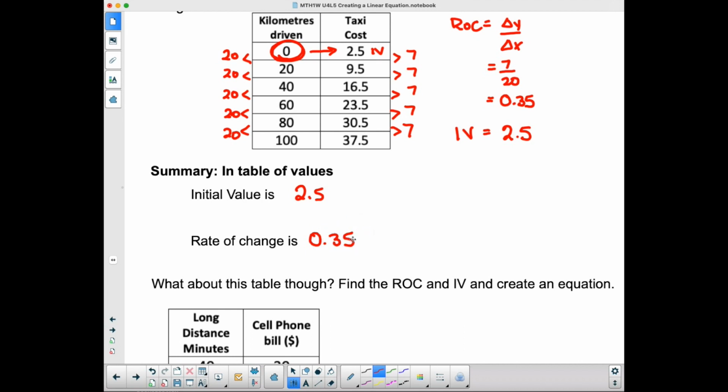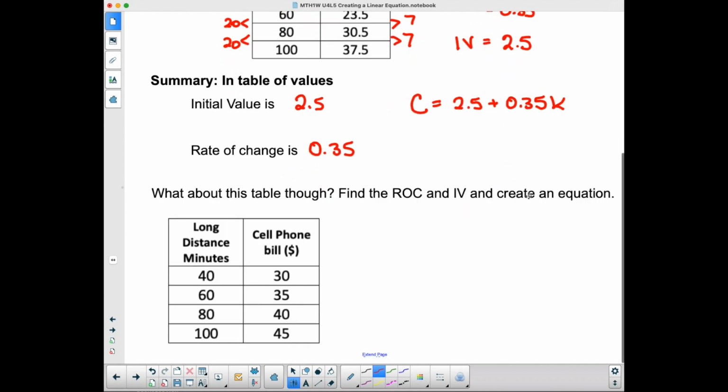Now, we can create an equation from this then, because if this is our initial value and our rate of change, then we can say that the cost, which is what our y value was, this is cost, and this is kilometers driven, so let's let it be K for kilometers. The cost starts at $2.5, and it increases by 35 cents for each kilometer you drive. And there's our equation.